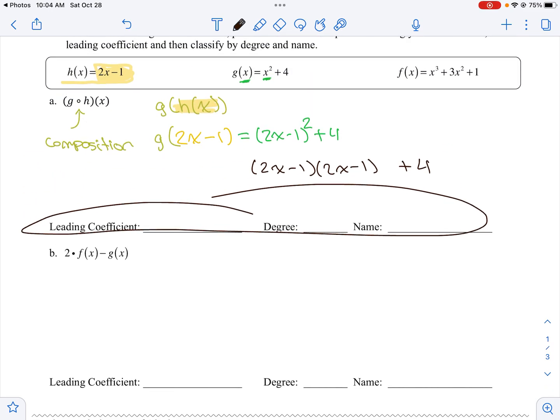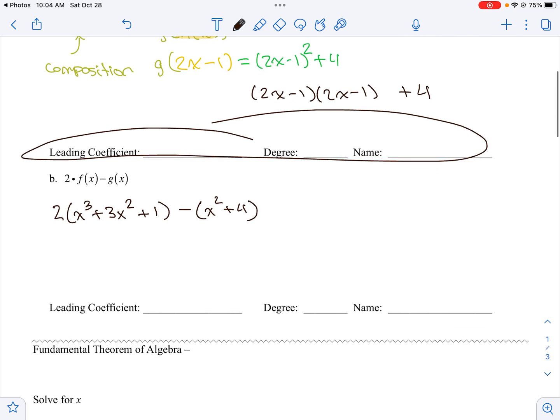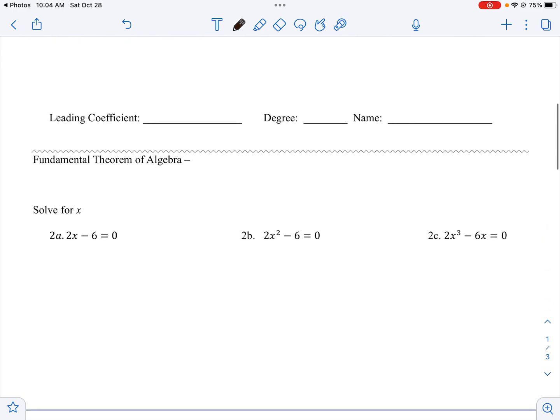For 2 times f of x minus g of x, again, it's just a substitution. F of x is the same thing as x cubed plus 3x squared plus 1. And then you're going to subtract the entire quantity for g of x, x squared plus 4. I think you're more than capable of doing that, combining like terms, then list your leading coefficient, degree, and name.